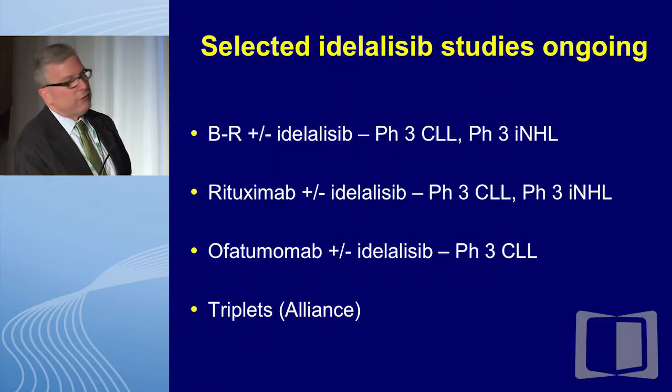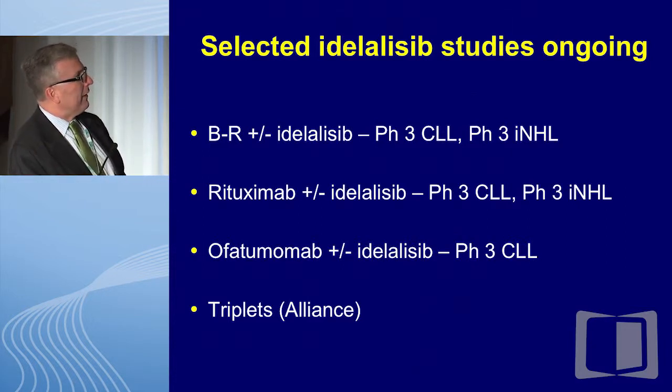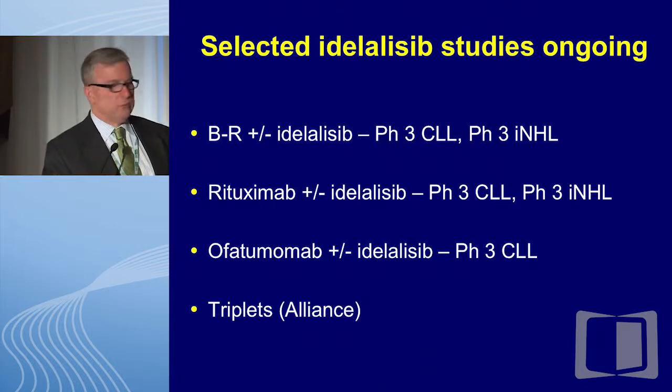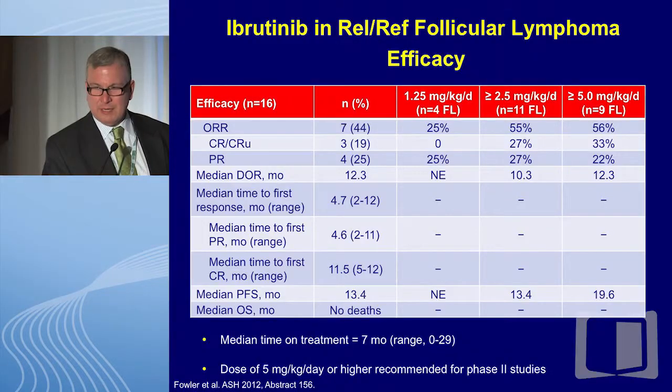So now there are a number of idelalisib trials going on. You've heard about some of these in CLL, but I'll just point out that in indolent lymphoma, there's a BR plus or minus idelalisib study and a rituximab plus or minus idelalisib study that will go on to look at these combinations and ask the question in the relapse setting, does adding a kinase inhibitor improve upon rituximab or improve upon the bendamustine-rituximab combination?